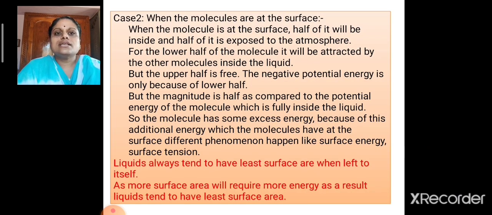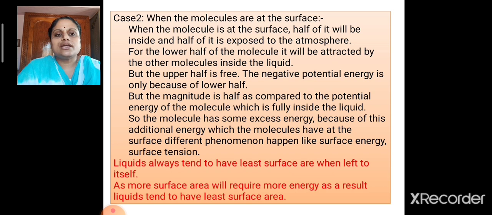Now let us take the case of molecules which are at the surface. When the molecule is at the surface, half of it will be inside and half of it is exposed to the atmosphere. The lower half of the molecule will be attracted by other molecules inside the liquid, but the upper half is free. The negative potential energy is only because of its lower half, so its magnitude is half as compared to the potential energy of the molecule which is fully inside the liquid. So, the molecule has some excess energy.